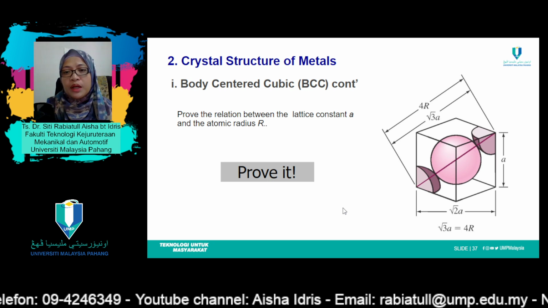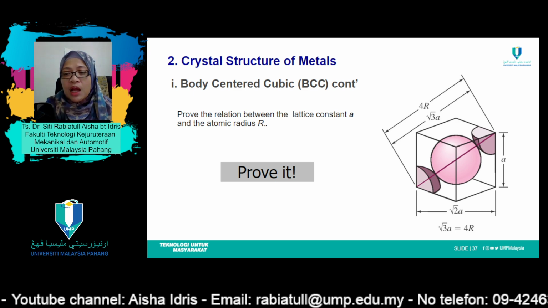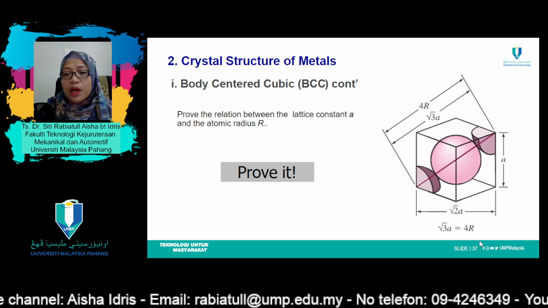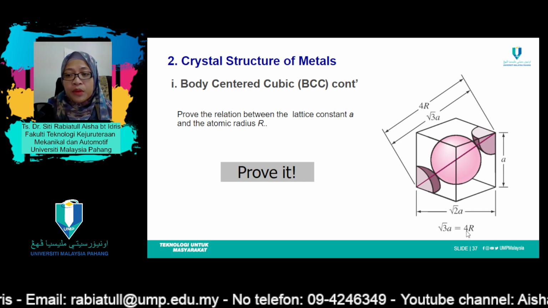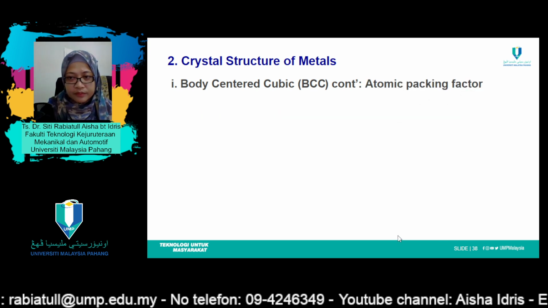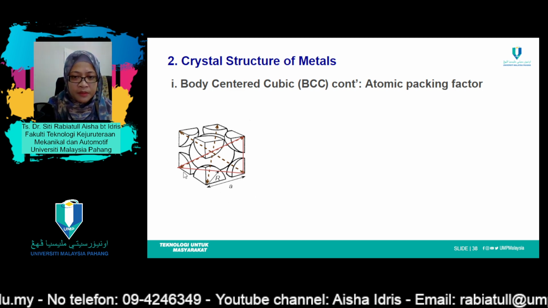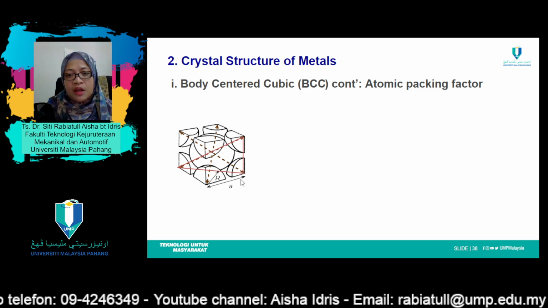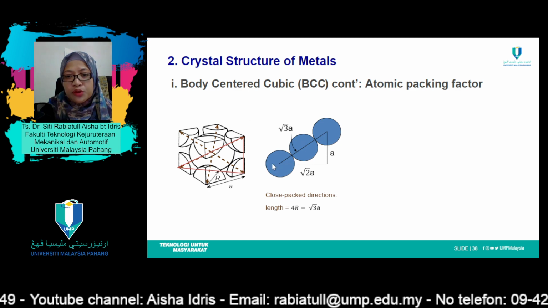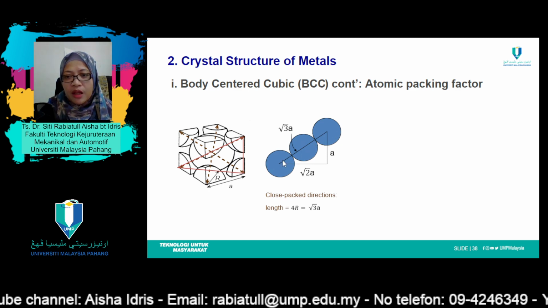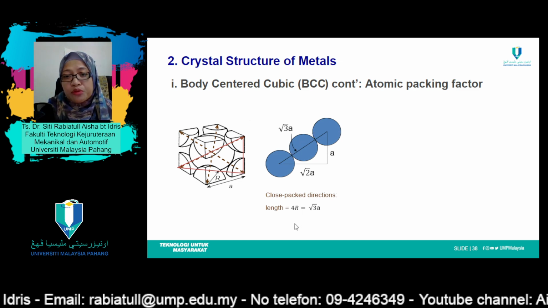Now we have to calculate the atomic packing factor, APF. However, in order to calculate the APF, we need to find the relation between a and the radius. This is the BCC crystal structure. If you notice the triangle over here, refer to that one, then you need to find this hypotenuse, because this hypotenuse equals 4r.